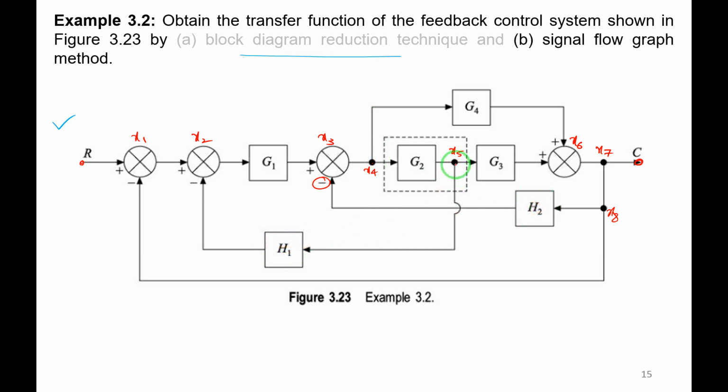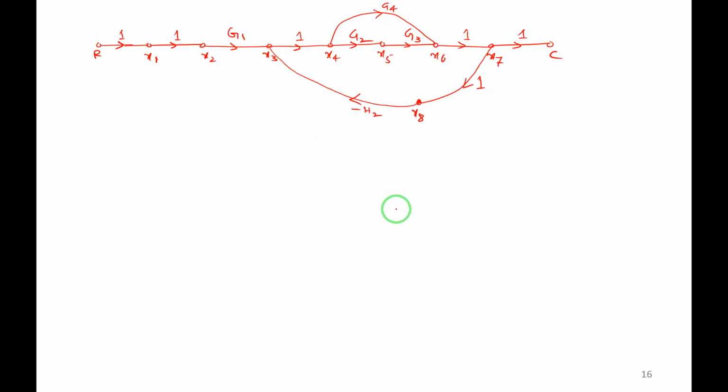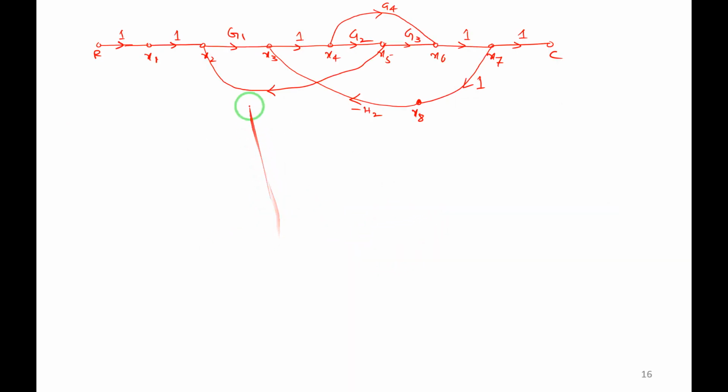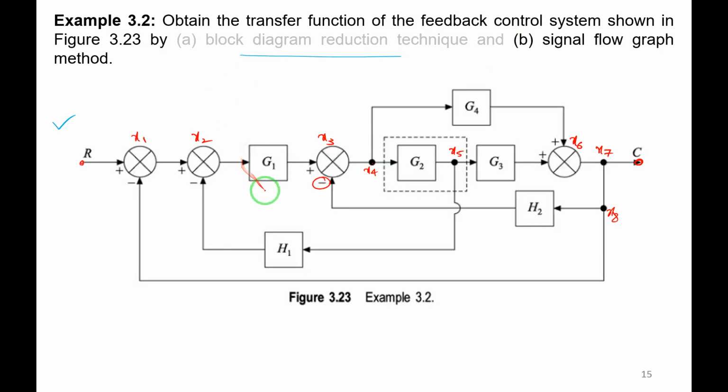It is between the nodes X5 to X2. Let me draw it. X5 to X2. What is the gain? The sign is minus H1. I hope you are getting what I am doing. Then next, H1 is taken care of, H2 is taken care of, G4 is taken care of.